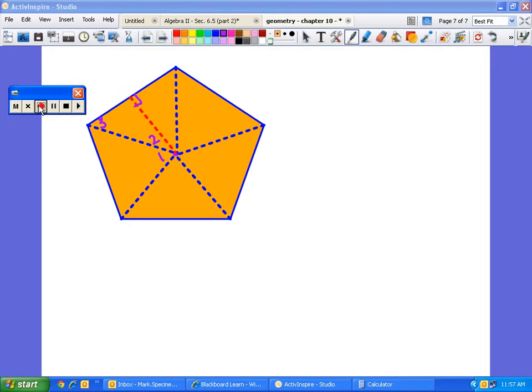Okay, so the first thing we're going to do today is find angle measures. Here we have a regular pentagon. I've drawn apothems and a radius. And what we want to do is we have three numbered angles. We want to figure out the measure of each one of those angles.